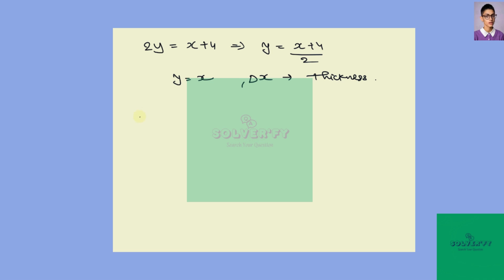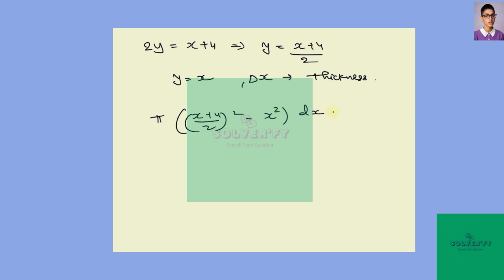Now further, when the slice is rotated about the x-axis, it creates a shallow washer with a volume from the geometry given by pi multiplied by the outer radius squared, which is ((x plus 4) upon 2) whole squared, minus the inner radius, which is x squared, dx. Now we need to use this value for the integral.